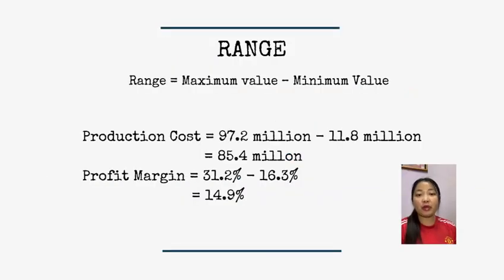Now I will present my answer for part 4. First, we have to find the range for production cost and profit margin. The formula used is range equals maximum value minus minimum value. So the range for production cost is 85.4 million. Meanwhile, the range for profit margin is 14.9%.